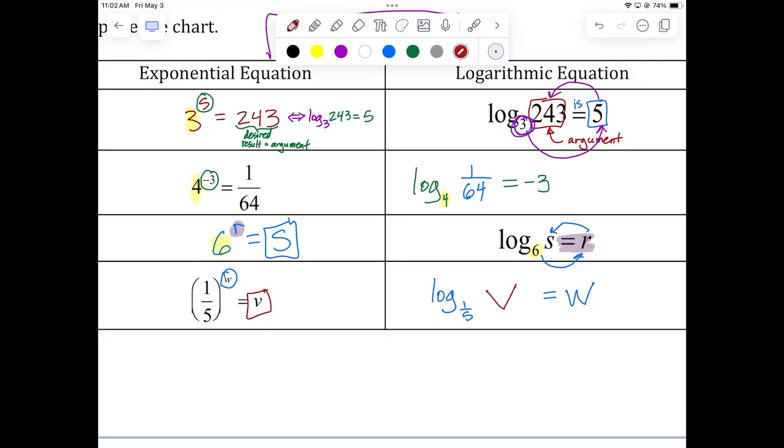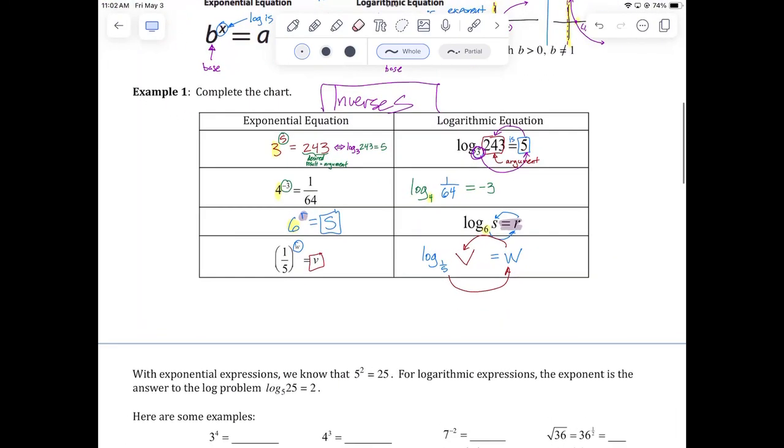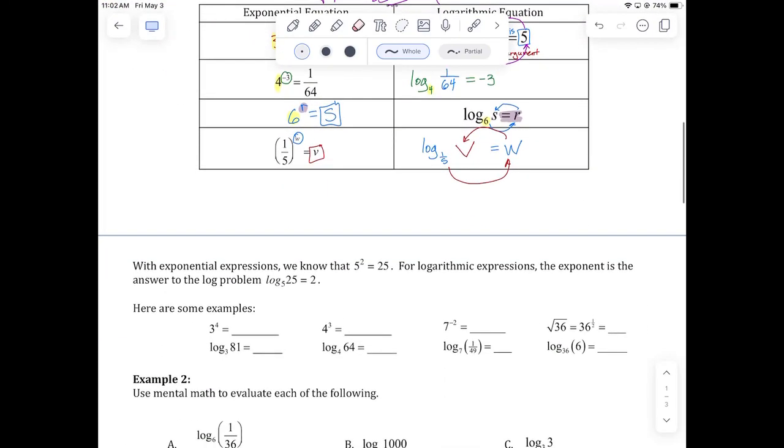And you can quickly check by doing the around the world. Does it work? 1/5 to the w, does that equal v? Yeah, it does. You can't do the around the world when you start with exponential. But if you start with log, you can do the around the world and check. All right. It works.